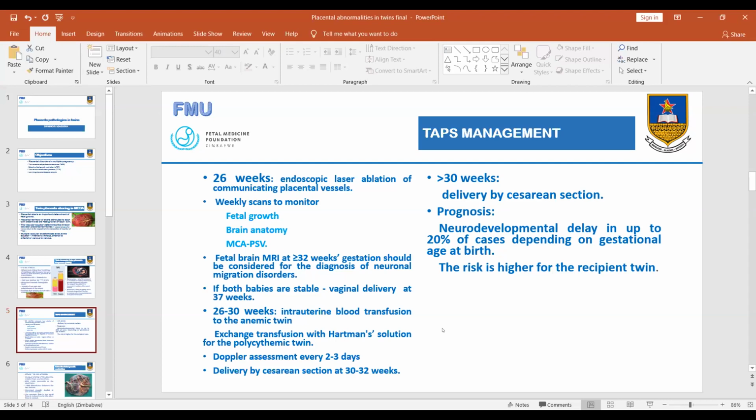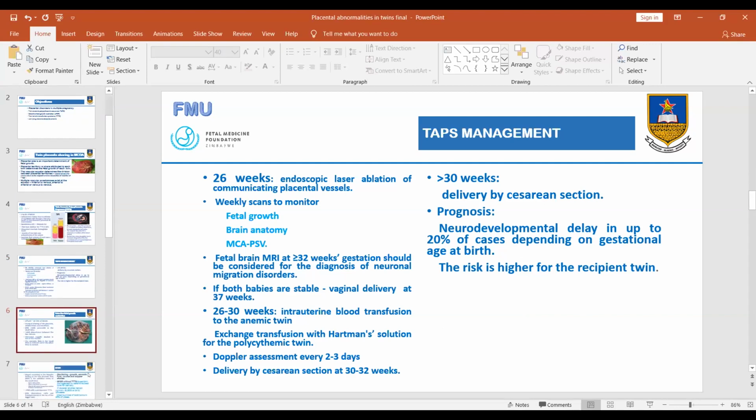The prognosis for TEPS is good if it is managed on time. However, there's a high risk of neurodevelopmental delay in up to 20% of the cases, depending on the time of gestational age. And this risk is higher for the recipient twin.